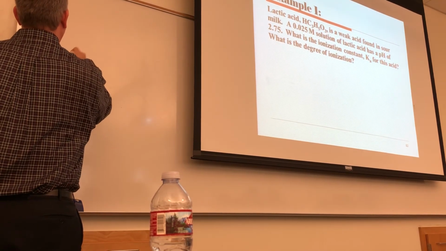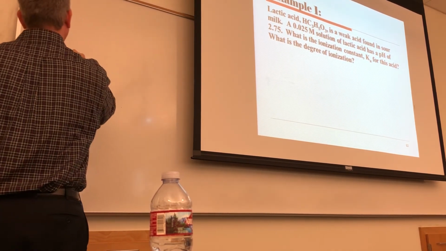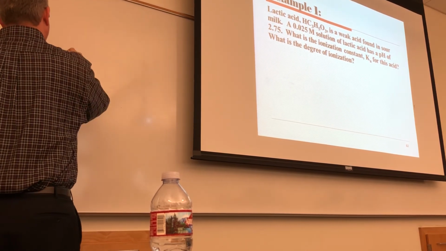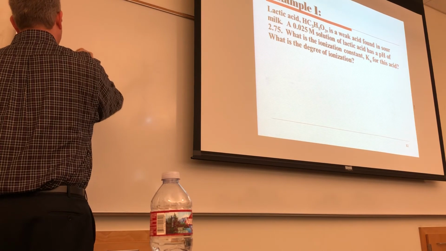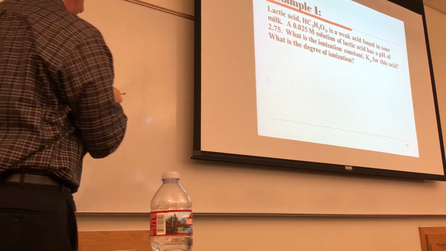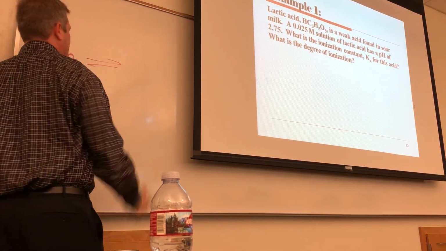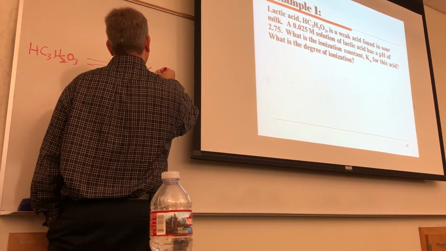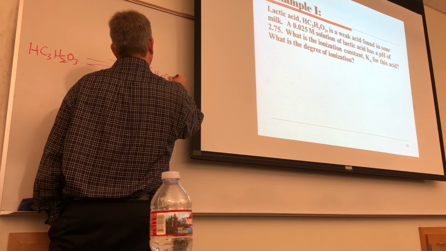I'm dealing with HC3H5O3, H5O3. And the very first thing I'm going to say is, okay, this is a weak acid, so that means I'm going to do this kind of thing. It has to be that thing coming off, plus C3H5O3 minus.